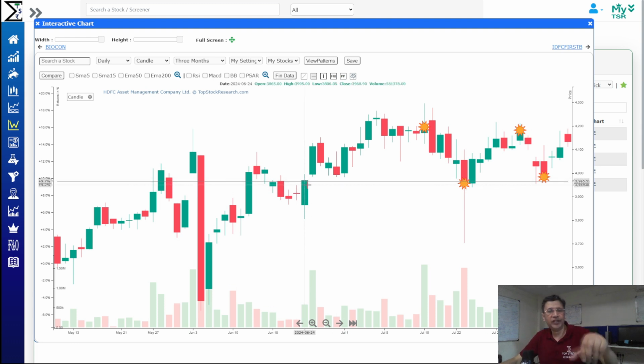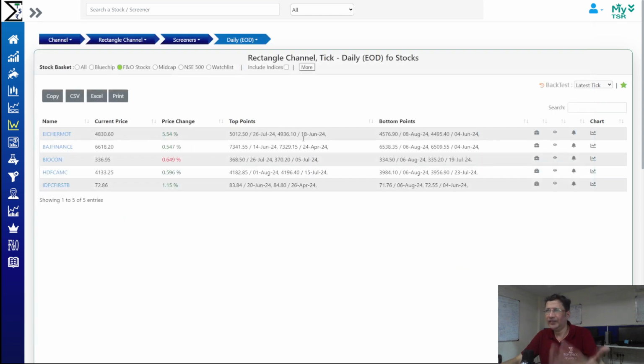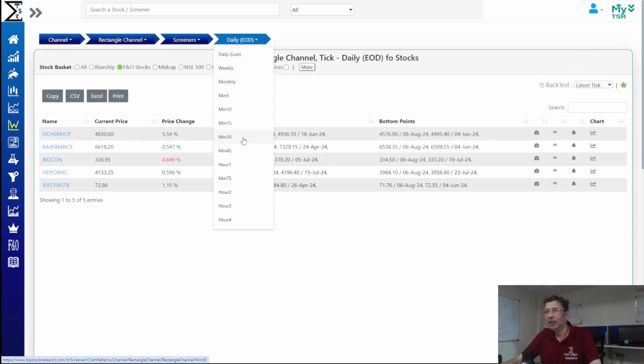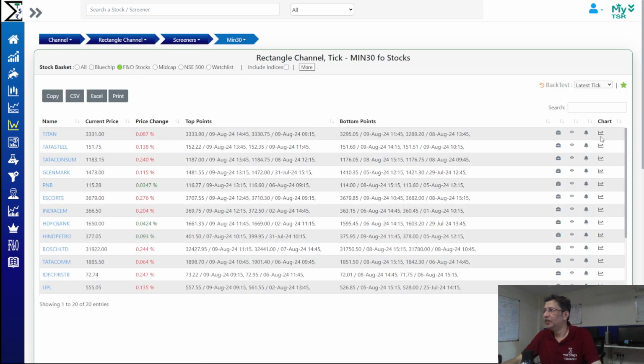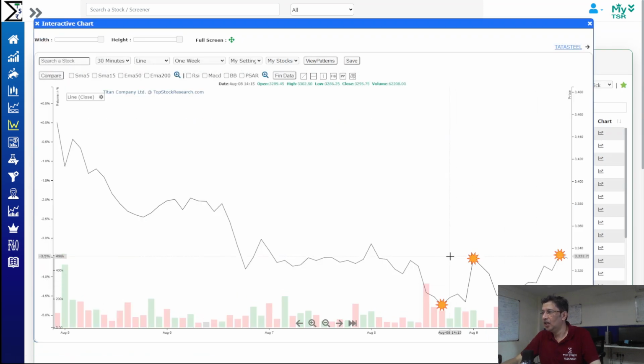So this will help you, in addition to filtering the stock, to analyze better for a better risk reward ratio or a more profitable trade. Likewise, you can filter on any other time interval, maybe 30 minutes. When you go here, you'll see that some stocks are forming this pattern on 30 minutes.